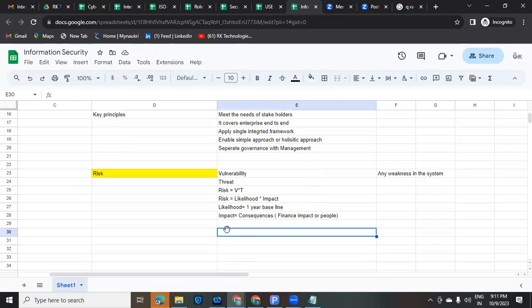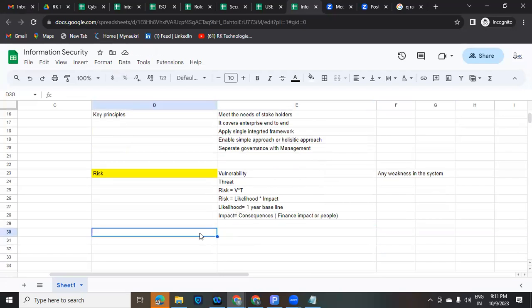So always likelihood we can represent as 1, 2, 3, 4, 5, or else as informational, low, medium, high, critical. So that is on the likelihood side. In a similar way, impact side also: informational, low, medium, high, and critical. We already discussed this yesterday. What is the maximum risk score for risk management? 25. That's correct.